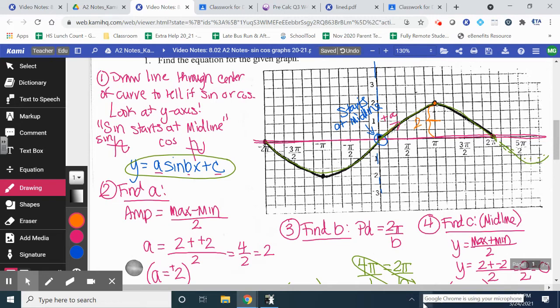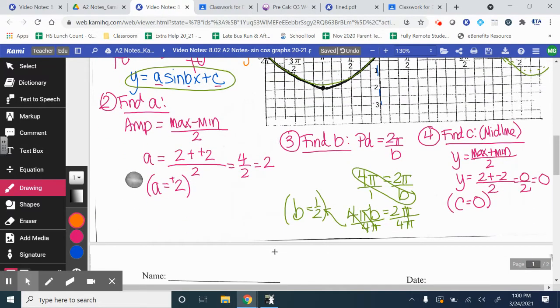So that's also why it's sometimes easy to use your formula, and important to use your formula as a double check, because we don't always count by single boxes. So that's 2 units, and we got our A to be 2. C is our midline, which we already drew in. So we already knew that that was the equation, y equals 0, which means our C must be 0.